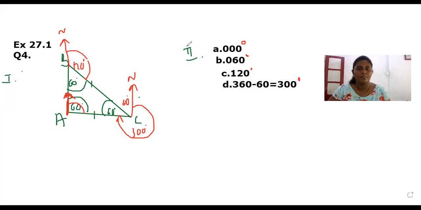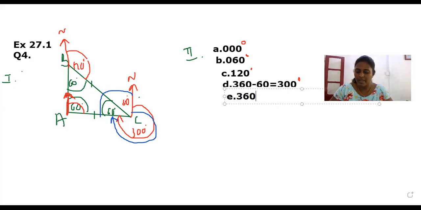Then E part, bearing of A from C. I'll do it with blue color. Bearing of A from C. So bearing of A from C means up to here, no? What I marked with blue. Then this 60, 60, 120, no? Then you can have the answer from 360. You can subtract 120. Then the answer is 240 degrees. Answer is 240 degrees.